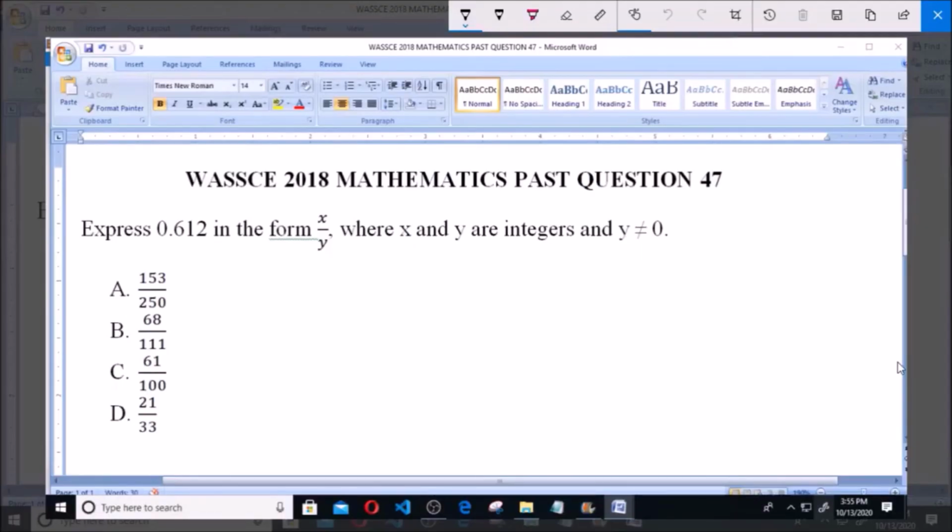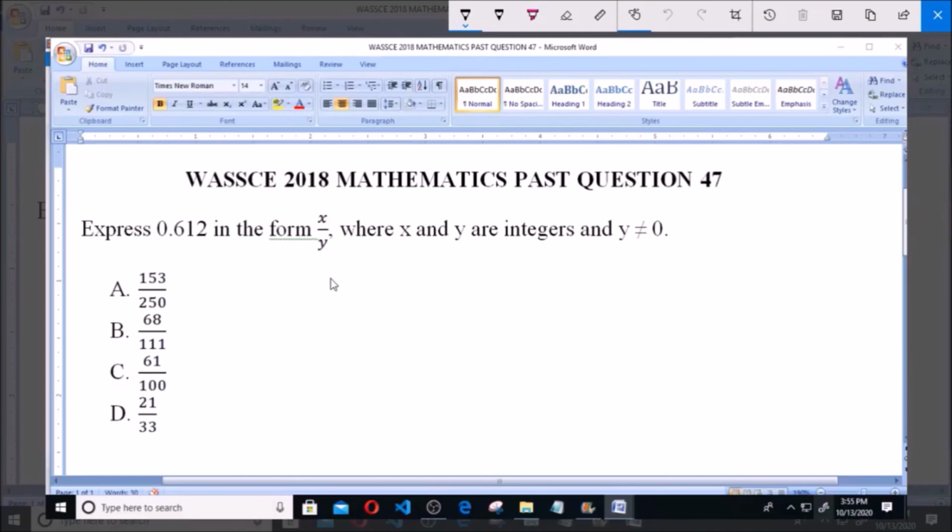I'll be answering WAEC 2018 Mathematics Past Question 47. Express 0.612 in the form x over y, where x and y are integers and y is not equal to 0. Now we have to express this in the form of a fraction.